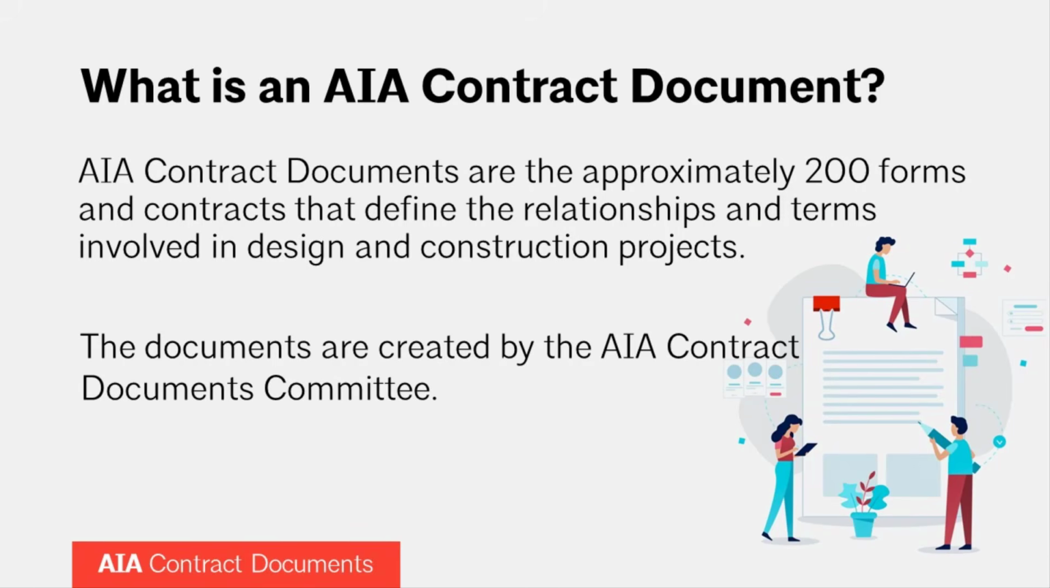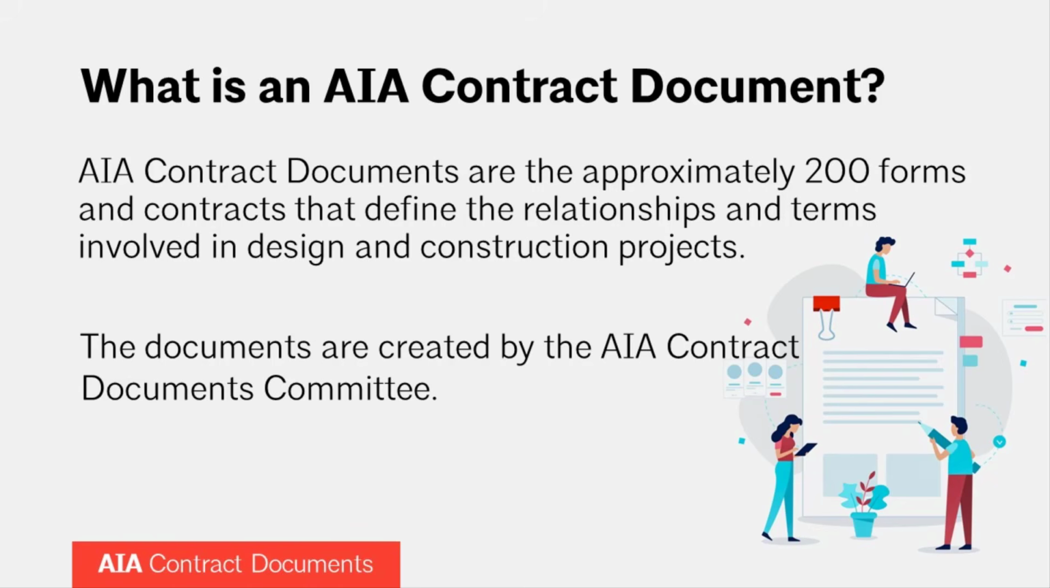So I know we have a range in the audience here in terms of experience with AIA contract documents. Some of you may be completely unfamiliar. Some of you may be experienced and have been using them for a while now. But let's start from square one here. What is an AIA contract document? AIA contract documents just refers to the body of approximately 200 or so forms and contracts that define those legal relationships that are involved in design and construction projects.